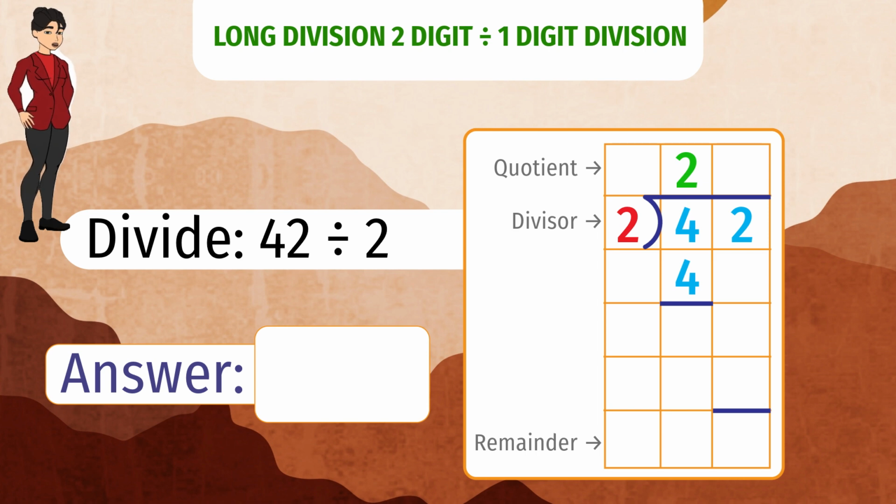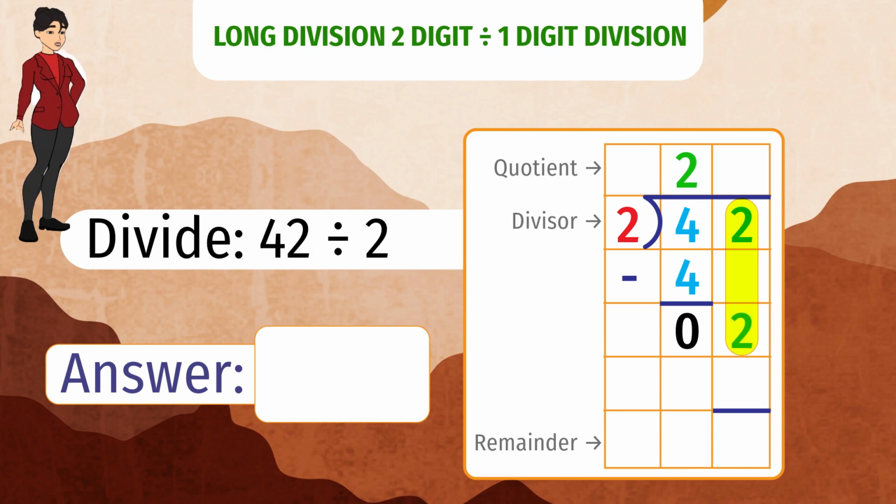2 into 2 equals 4. Write 4 below 4 of the divisor. Subtract 4 from 4 and you get 0. Now the next digit, 2, is written next as shown. 2 is divided by the divisor 2. You get 1. Write 1 in quotient space.